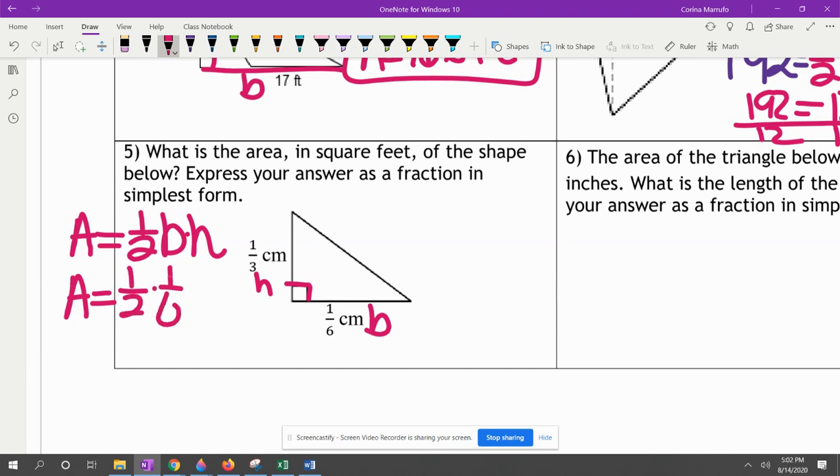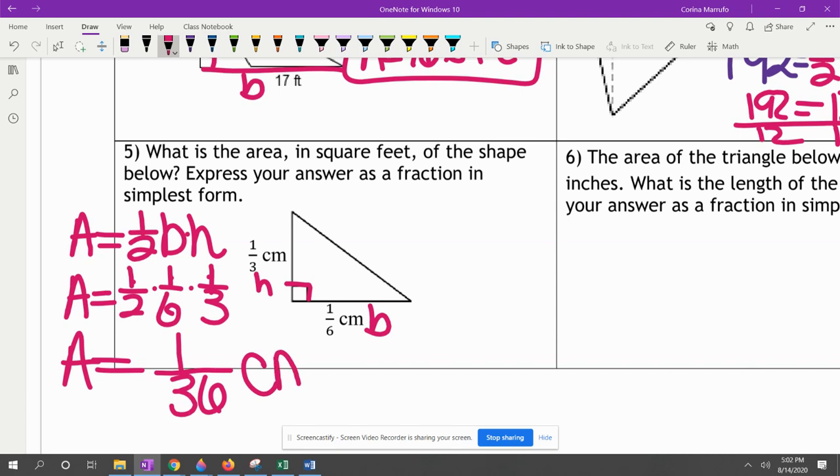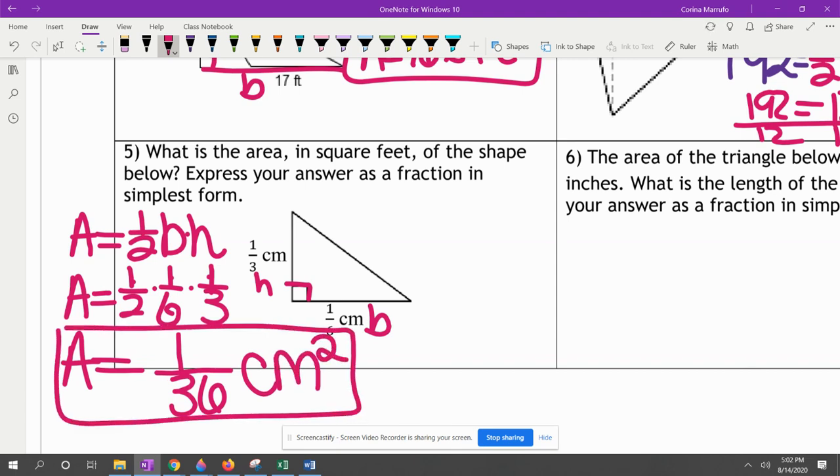times 1/6 times 1/3. Okay, so if you do not remember how to multiply fractions, I'm going to remind you today: you multiply all the top numbers. So 1 times 1 gives you 1. That's what goes on the top. On the bottom, you multiply 2 times 6 is 12, times 3 is 36, and then we write centimeters squared. And we cannot reduce this fraction. That's as good as it gets.